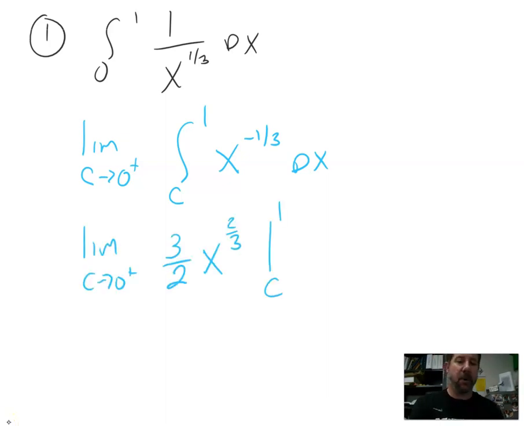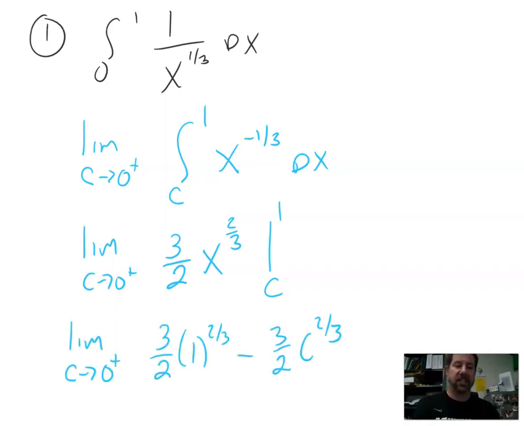Add 1 to the exponent, and I get x to the 2/3, divided by 2/3. I'm really going to multiply by 3/2, so I just skip a step there. So I get the limit as c approaches 0 from the right of 3/2 x to the 2/3 evaluated from c to 1. So this gives me the limit as c approaches 0 from the right of 3/2 times 1 to the 2/3 minus 3/2 times c to the 2/3.